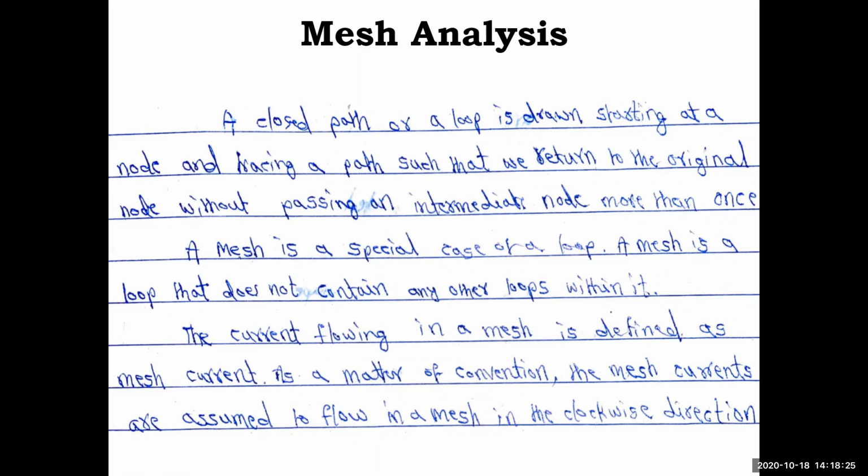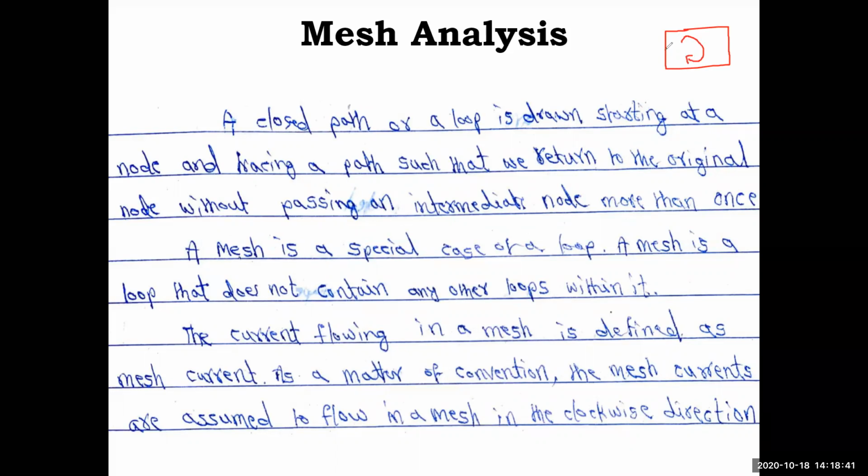So we'll introduce mesh analysis. A closed path or a loop. Which do you call a closed path? A circuit with a starting point and an end. So this is a closed loop, right? In a closed path, no path is open. If it is open like this, then it is an open circuit. Clear?